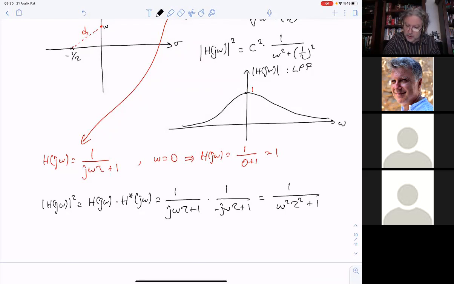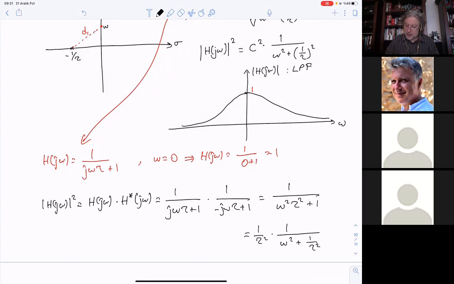Now you may want to equate this thing to this one. Are these two the same? They must be the same, and in fact they are the same. Let's divide the denominator and the numerator by tau square. So in the numerator I put a 1 over tau square, and in the denominator it becomes omega square plus 1 over tau square.